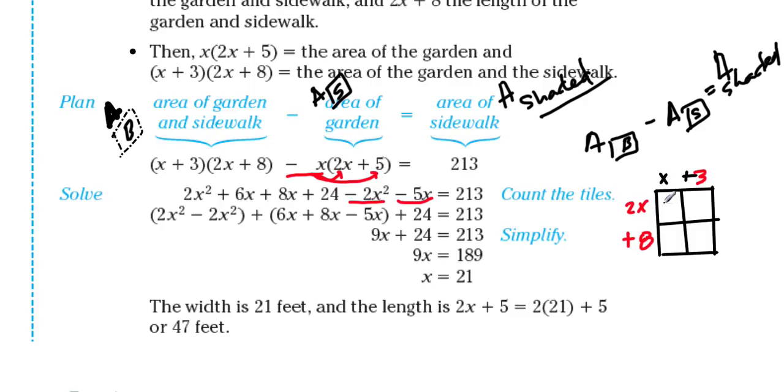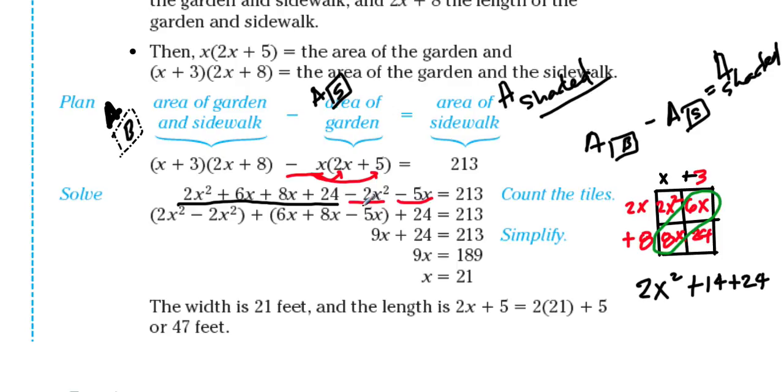2x times x will give us 2x squared. 2x times 3 will give us 6x. x times 8 will give us 8x. And 8 times 3 will give us 24. Again, remember our diagonal. We circle our diagonal because those are our like terms, and simply bring everything down. You have 2x squared, 8x plus 6x will give us 14x, and bring down 24. And that's how you got this trinomial right here.